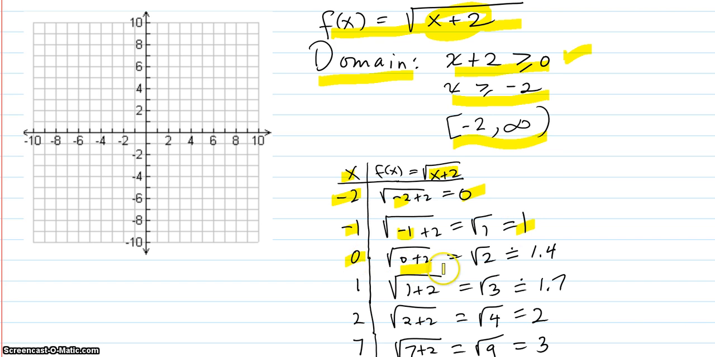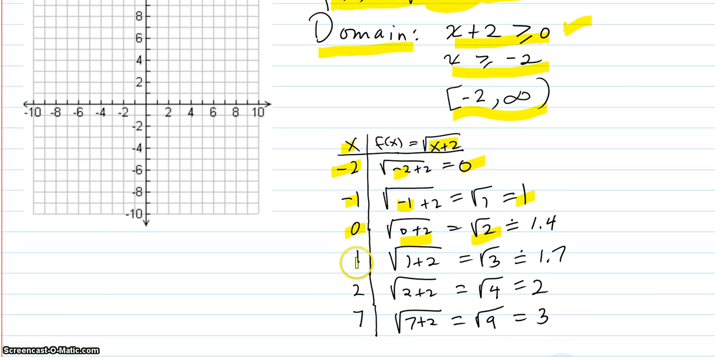Plug in 0, 0 plus 2, square root of 2. For graphing purposes, it's about 1.4 roughly. Then 1 plugs in there. 1 plus 2 is 3. Square root of 3 is about 1.7 roughly. 2, 2 plus 2 is 4, square root of 4 is 2.